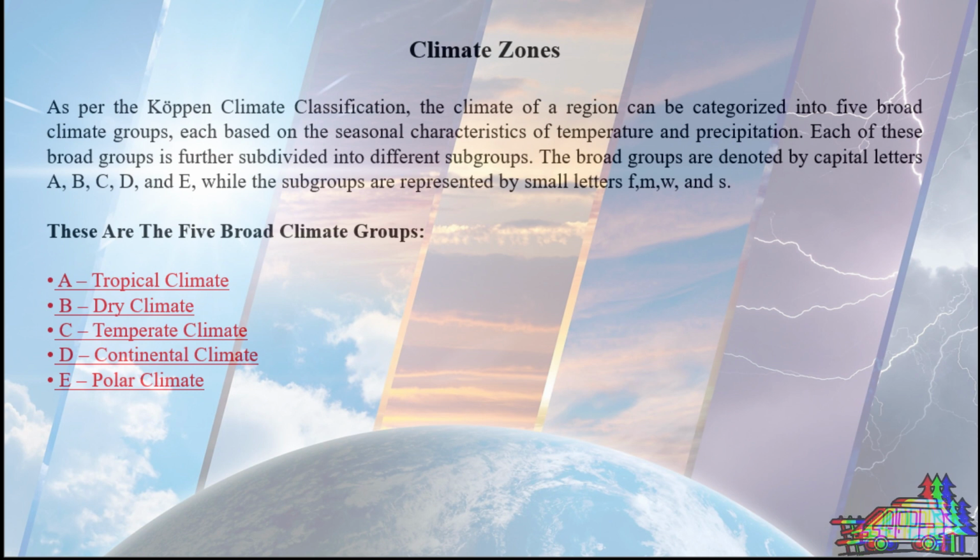The broad groups are denoted by capital letters A, B, C, D, and E, while the subgroups are represented by small letters F, M, W, and S. These are the 5 broad climate groups. A. Tropical climate. B. Dry climate. C. Temperate climate. D. Continental climate. E. Polar climate.